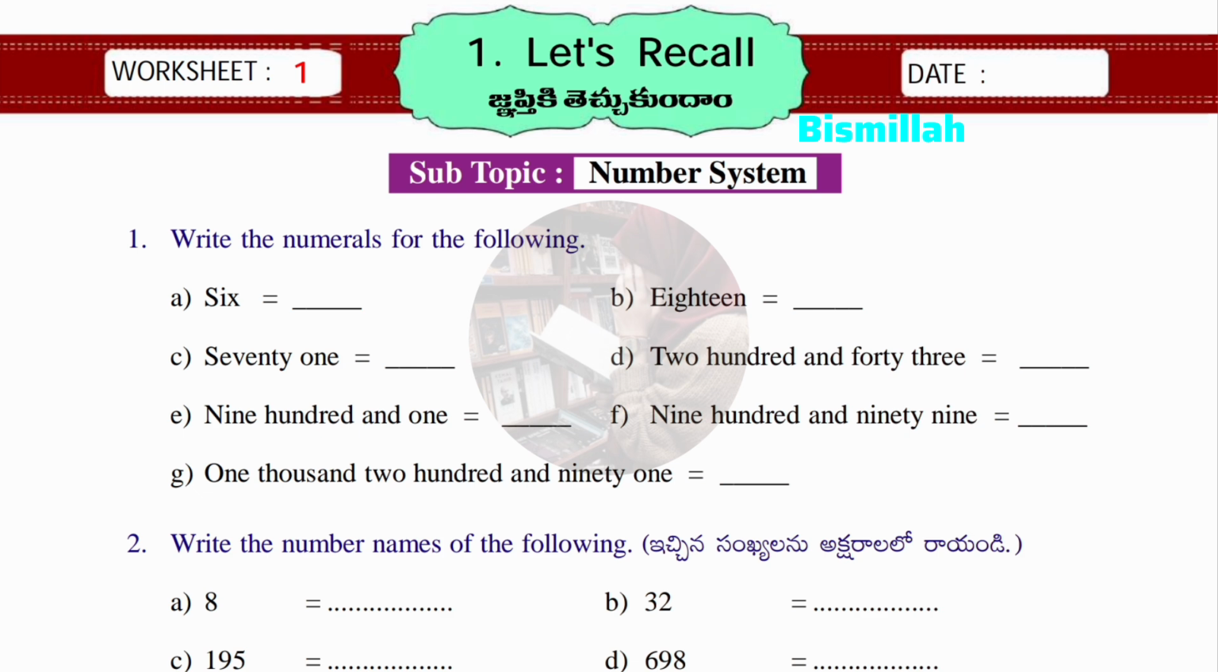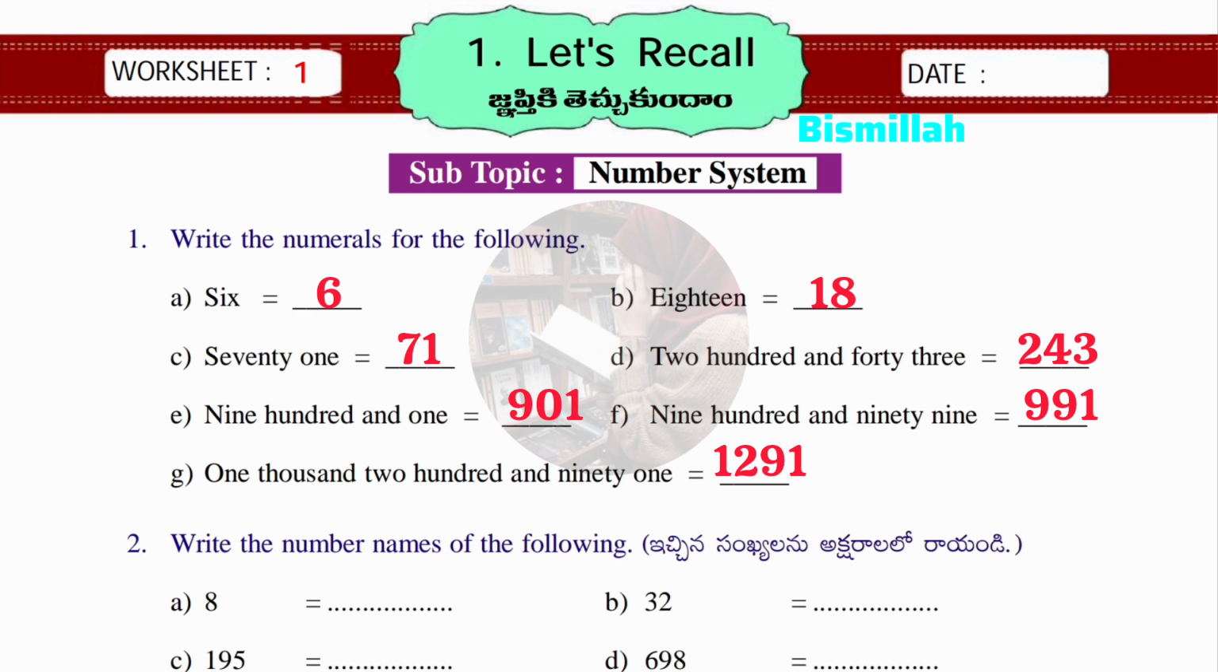Okay, so first one is SIX. In numeral form we have to write 6. Second one is EIGHTEEN. So write it down 18 as number in the blank. In the same way we have to do it for the rest also. So third one is 71. Write down 71 in the blank. Fourth one, 243. Write down 243 in blank. Next fifth one is, sorry, 901. Write down 901 in the blank.